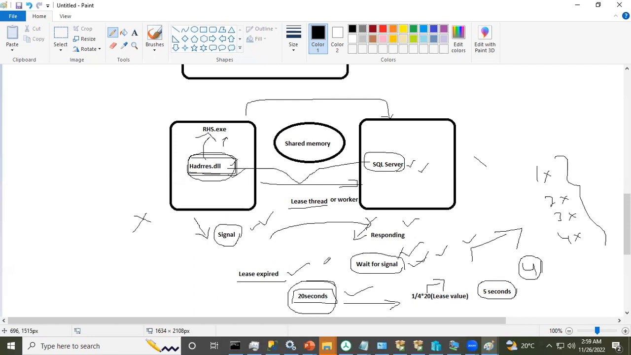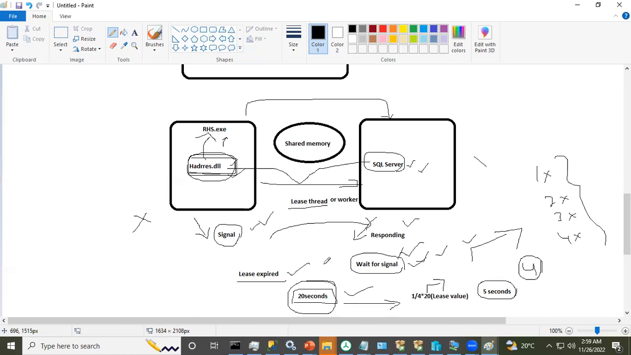That is how the lease mechanism happens, right? So lease is a heartbeat between your resource DLL, that is HADR res.dll, and SQL Server. So it validates for 20 seconds, right? The default value for lease timeout is 20 seconds. If SQL or the resource DLL is not responding within that 20 seconds default time, then the lease is considered as expired and the availability group or resource will be failed over to another node, right?